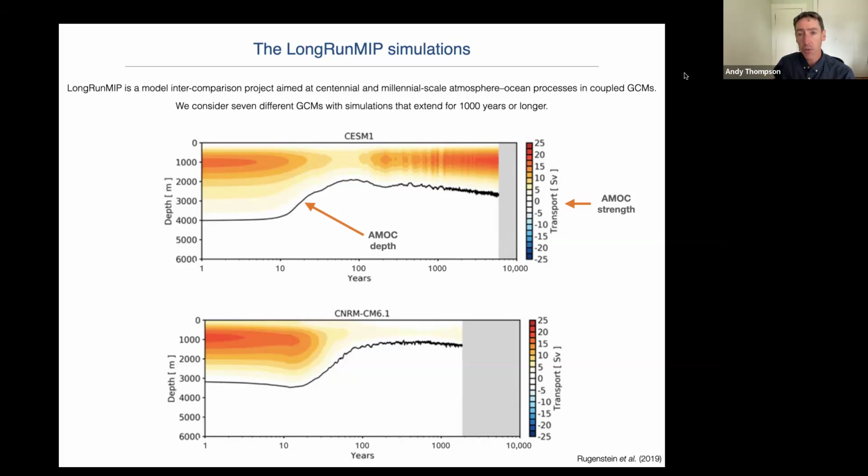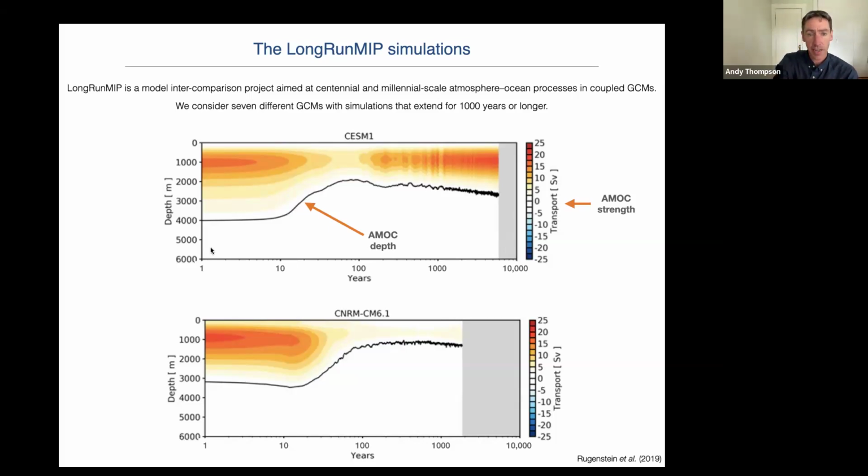And I'm just showing here 2 plots, 2 time series showing a typical, what we're going to call a strong recovery experiment in CESM1, and what we call a weak recovery experiment in this lower model here. And so we can plot 2 things.